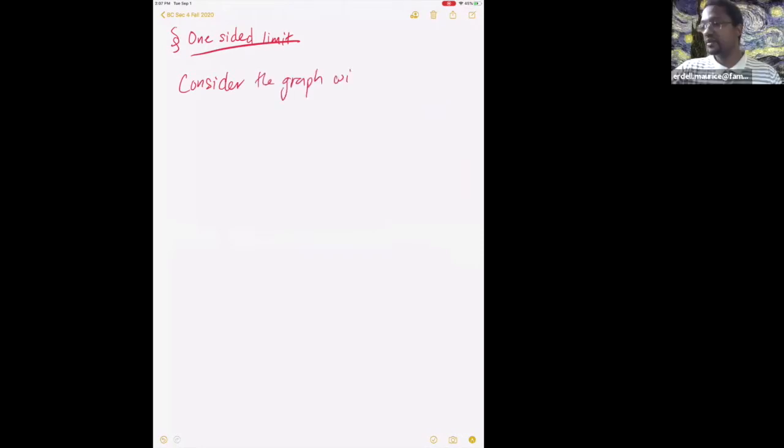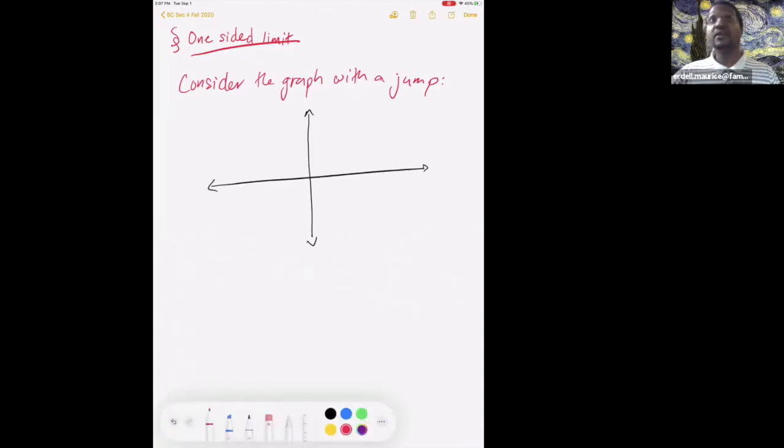With a jump, or jump discontinuity, as they sometimes say. So let me graph my function. And then I go, the graph of the function goes this way, closed circle. Right above it, open circle, goes this way right here.